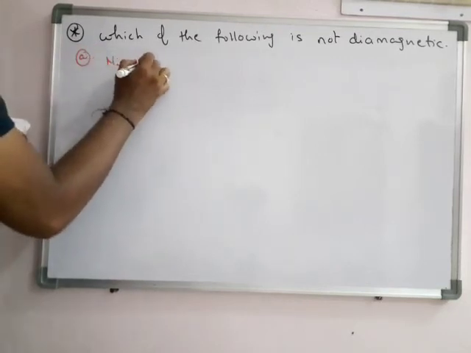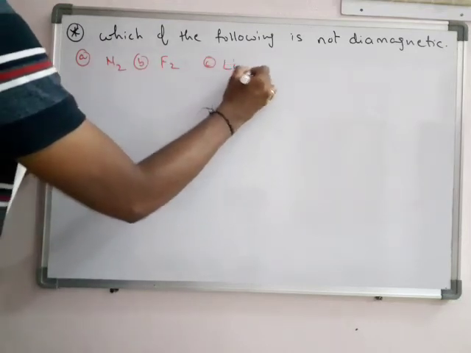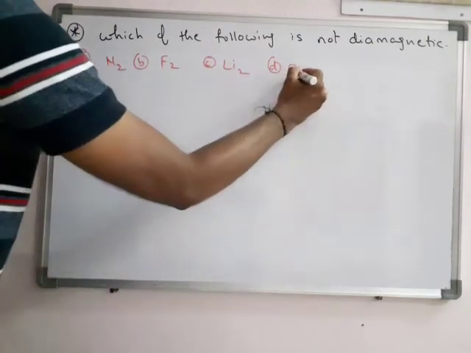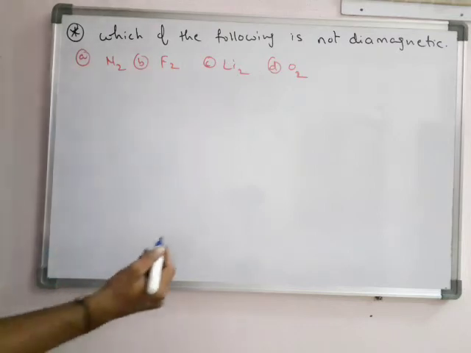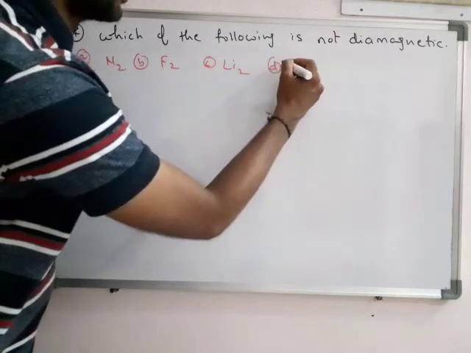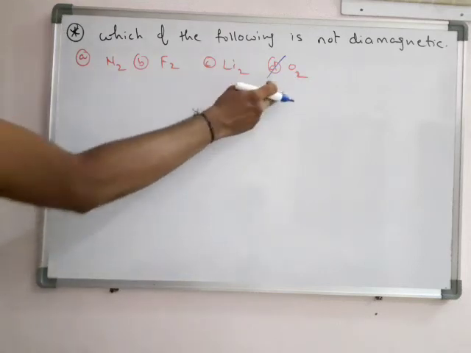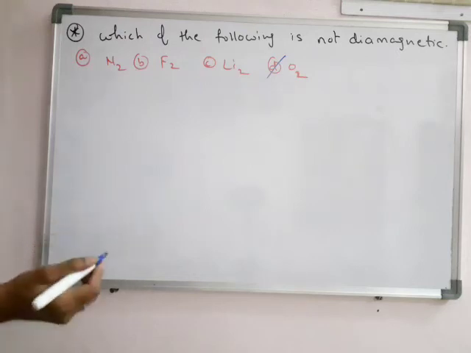The options are N2, F2, Li2, and O2. It is about magnetic character. We already know the configurations and the magnetic character. We already know that O2 is paramagnetic, so directly we can do this because we already did the O2 example. But there may be more options. N2 we already got as diamagnetic.